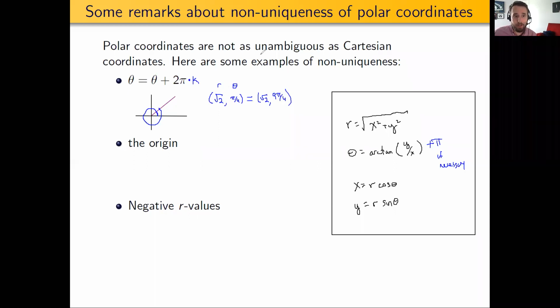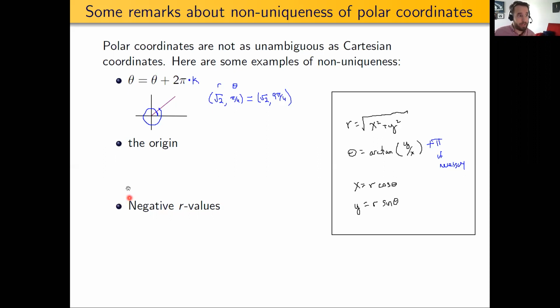So in Cartesian coordinates, if I have a point x comma y, the x-coordinate and the y-coordinate uniquely describe the point that I'm looking at. In polar coordinates, that is not the case. We can see here that I have two different representations in polar coordinates of the same point in space. So that is a potential ambiguity of the polar coordinate system. Additionally, there are two other bullet points that are worth discussing.